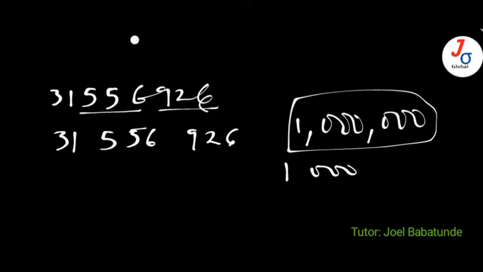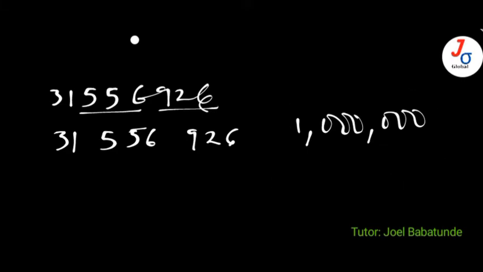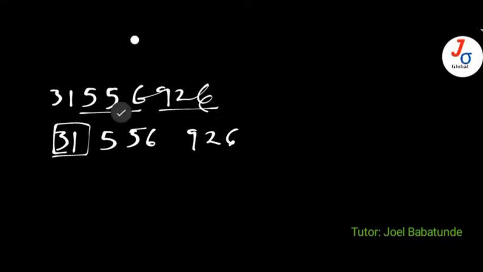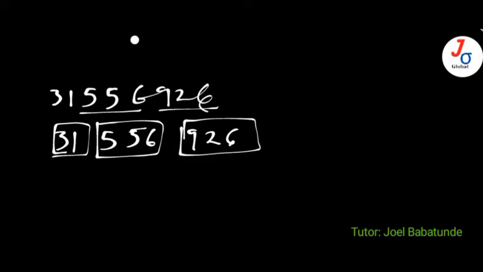All right, good. So now this can be read as 31,556,926. Let me say that again. 31,556,926. So you should be able to write this down in words. All right, so now let's go to our example properly.